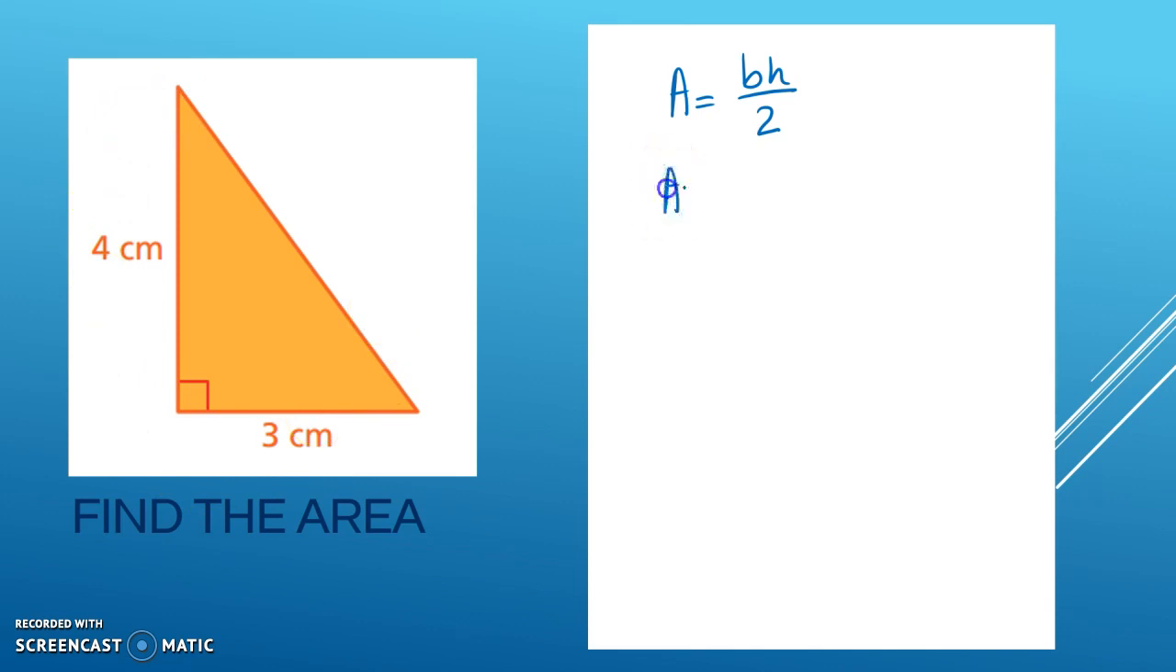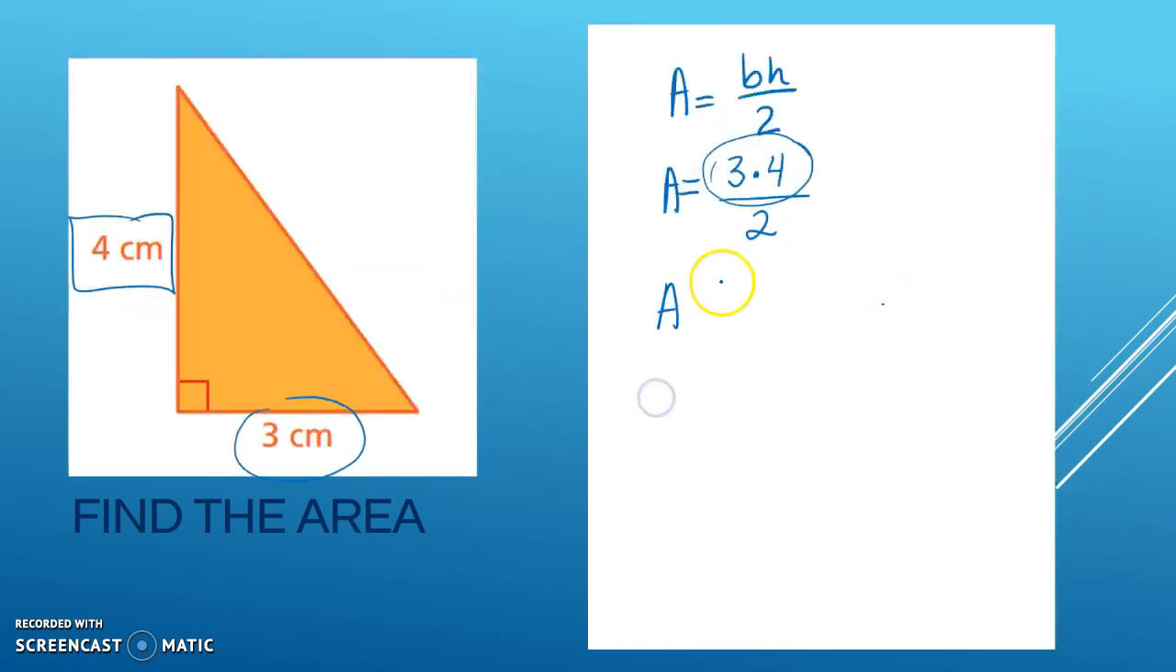Here, area equals the base, which is 3 centimeters, multiplied by the height, which is 4 centimeters. And we're going to divide that by 2. We're going to do that multiplication first. So we've got 12 over 2. 12 divided by 2 gives us 6. Our label is centimeters. And remember, area is always squared. So here, it's 6 centimeters squared.